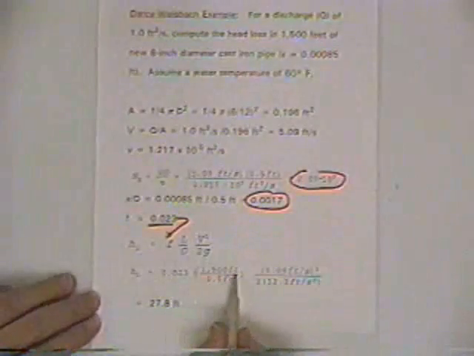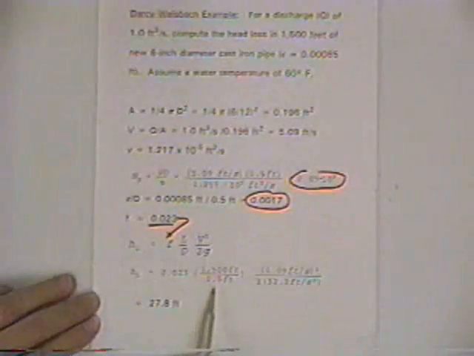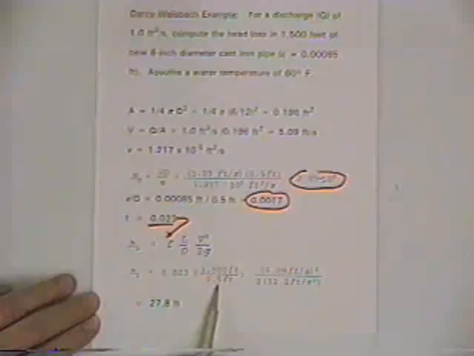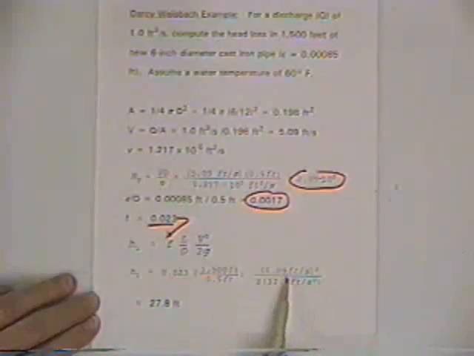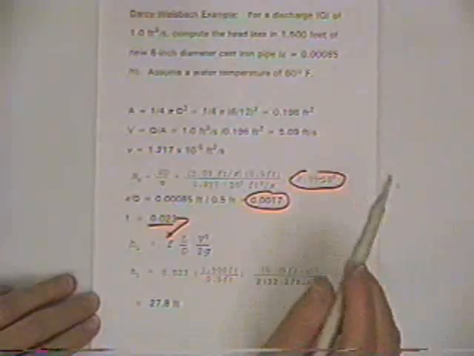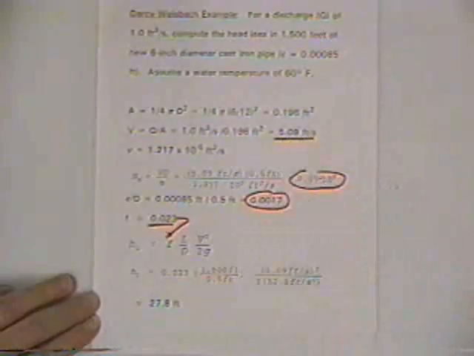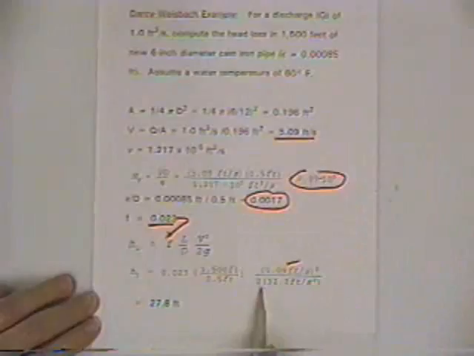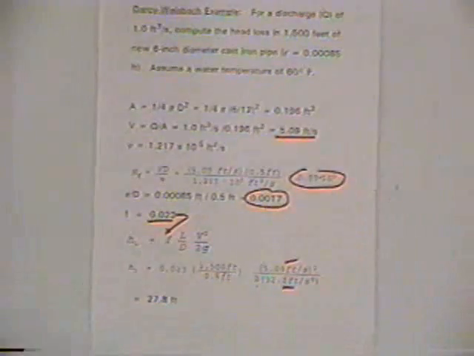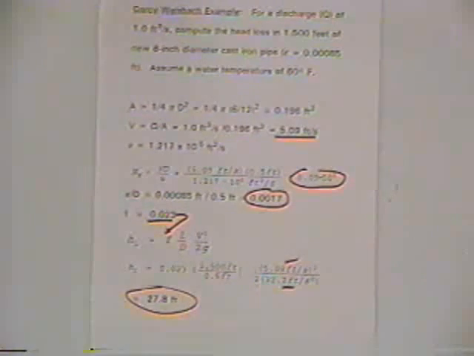The length of the pipe is given as 1,500 feet. The diameter of the pipe is given as half a foot. And then for the velocity head term, we need the velocity, which we computed up here to get the Reynolds number, and we can use it here in the velocity head as well, divided by 2 times the acceleration of gravity. And so that gives us 27.8 feet of head in 1,500 feet of pipe.